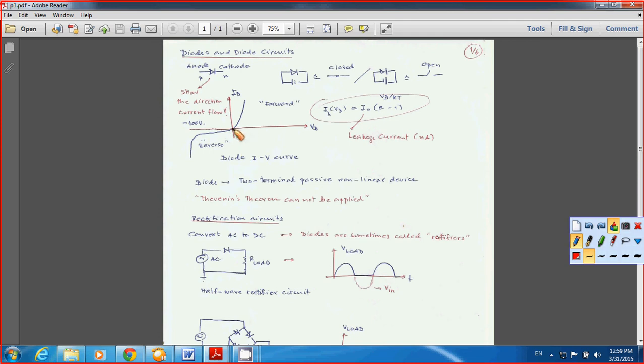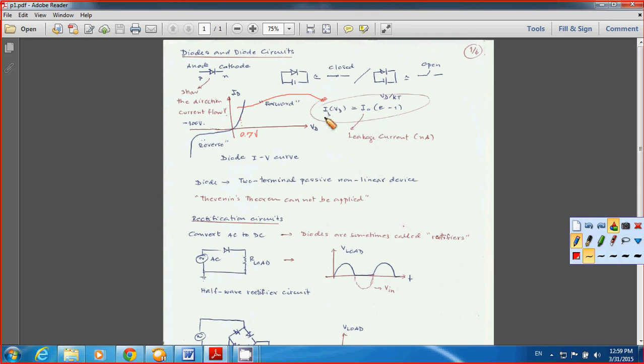When you start increasing the forward bias voltage, at some point the diode starts to conduct. As I say, for a silicon diode, let's say if you start from 0.7 volt or greater than that, you will have the current flowing through the diode, and this corresponds to the diode equation here.